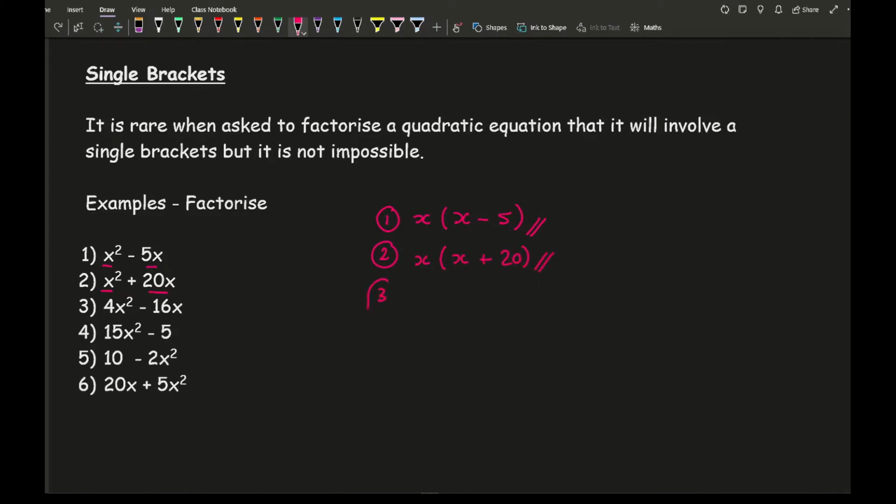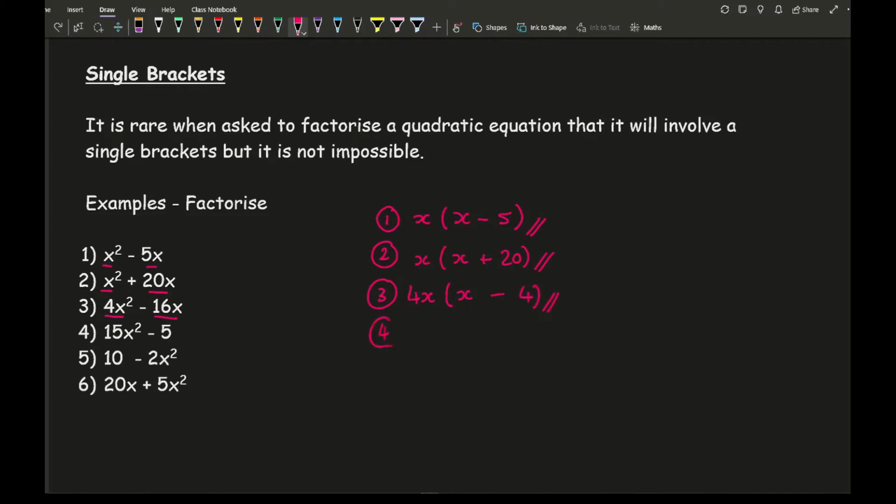With number 3, I've got 4x squared minus 16x, so a common factor is 4x. And then working out what I need to multiply 4x by to get 4x squared, well I need another x. And what do I need to multiply 4x by to get minus 16x? Well that's going to be minus 4.